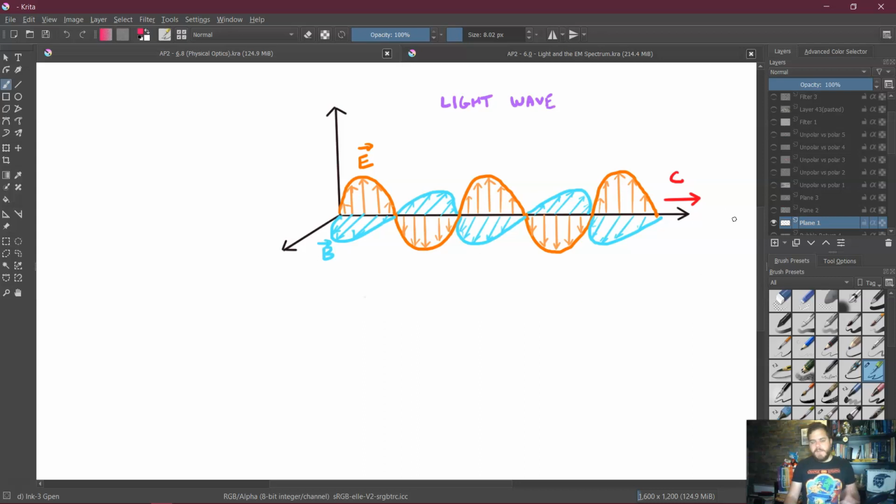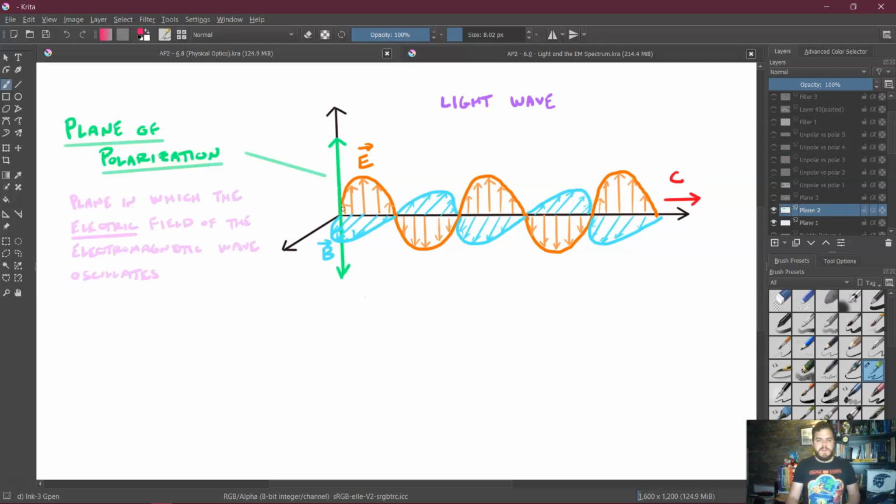Now, we didn't talk about this previously, but this right here, the direction that the electric field is oscillating, which in this particular diagram is up and down, is known as the plane of polarization. It's the plane in which the electric field of the electromagnetic wave oscillates. So here, this would be, for instance, the plane of your screen. This electric field is going up and down on your screen.